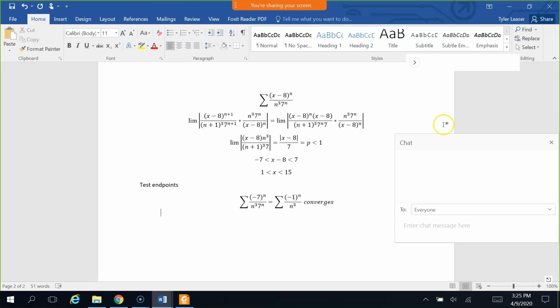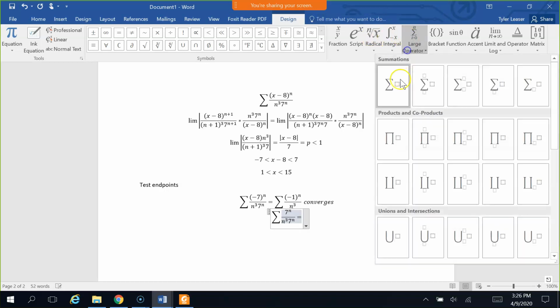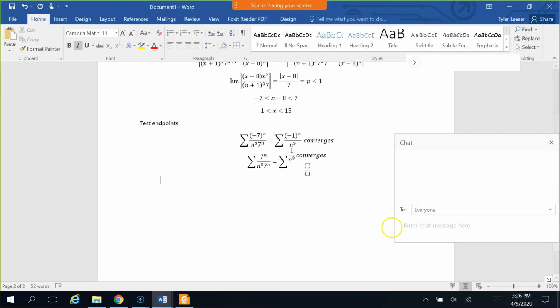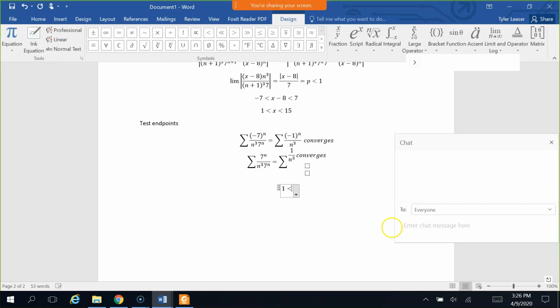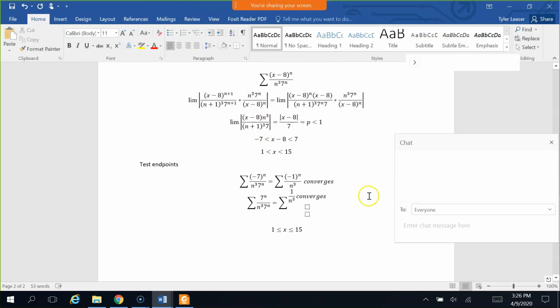If I try to plug in 15 instead, that's going to give me 7 to the n up top divided by n cubed 7 to the n. So then the 7 to the n's cancel, and we just get the sum of 1 over n cubed, which also converges by p-series stuff. All right, so that leaves us with the final answer there: 1 less than or equal to x less than or equal to 15. All right, sorry I messed it up. I forgot my 7. Don't forget your 7 on your test. But that's the gist of it. So I hope that helped, even though I messed it up so bad.